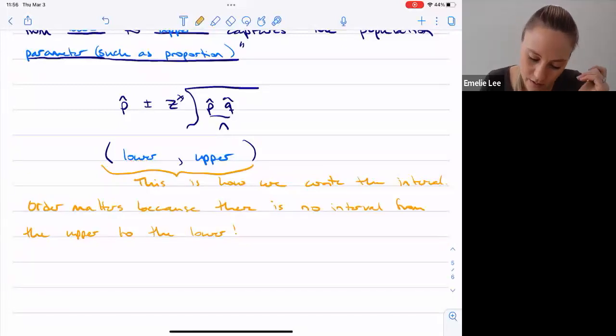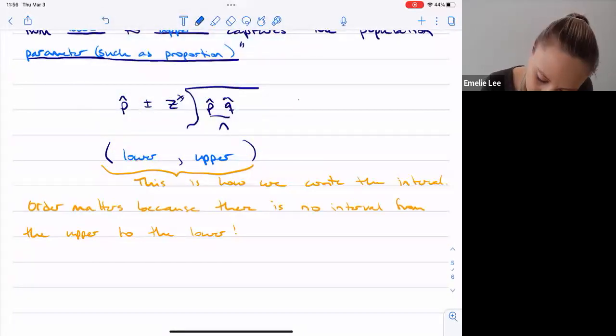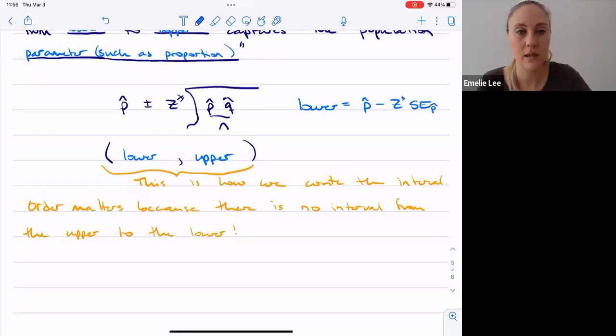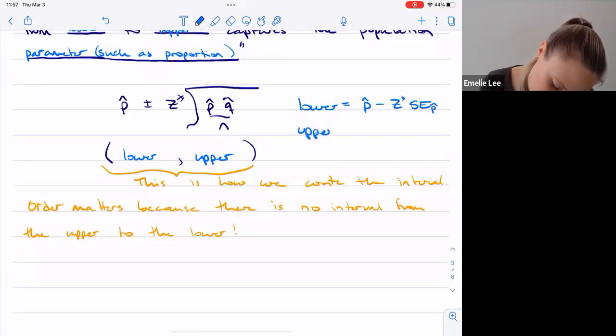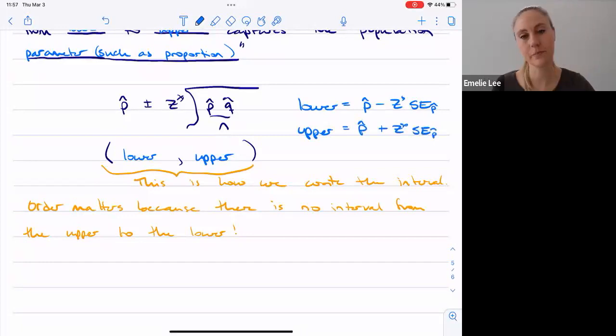Okay. And so the lower is p hat minus z star times the standard error of p hat, because I am getting sick of writing that square root, right? But it's the same. And the upper is going to be p hat plus z star times the standard error of p hat. Okay, good.